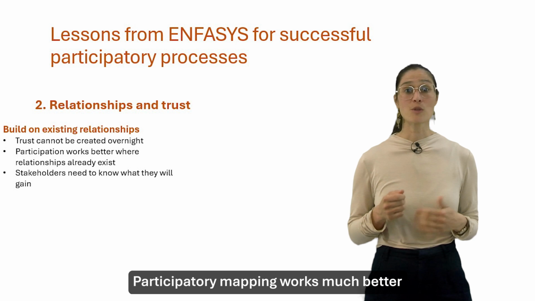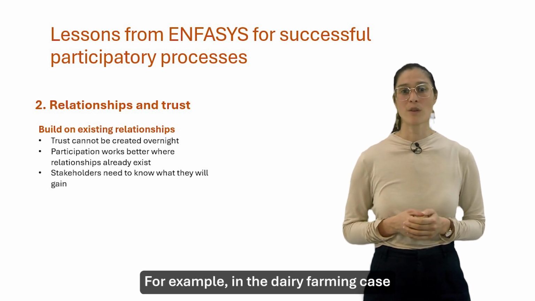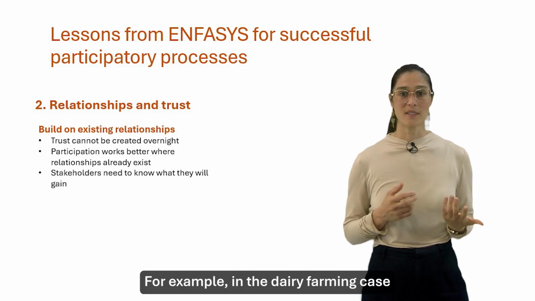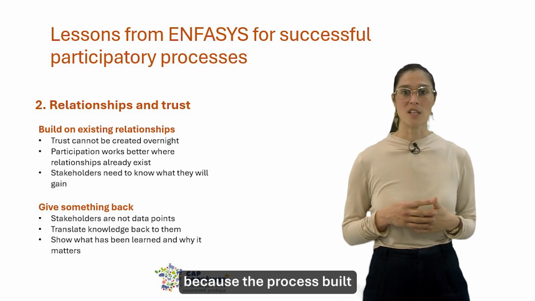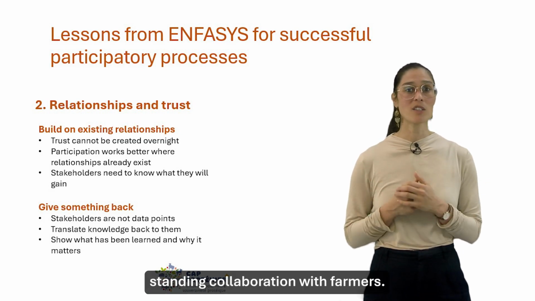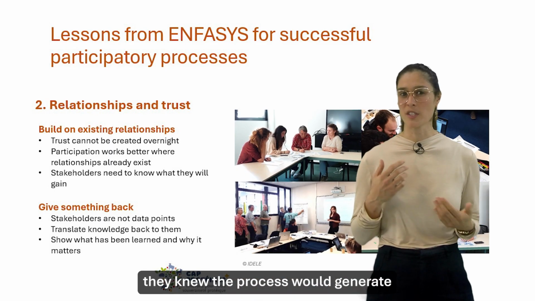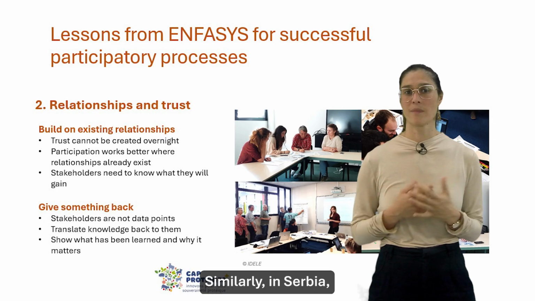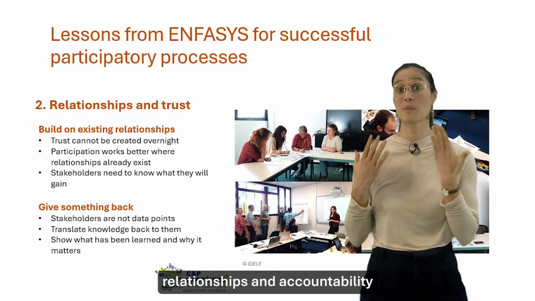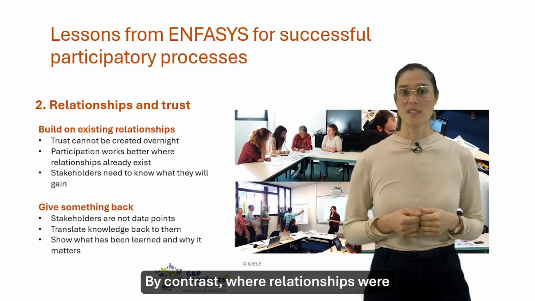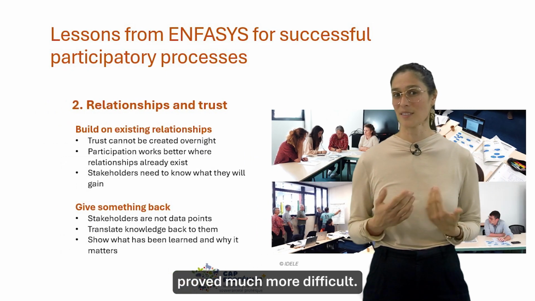Participatory mapping works much better when facilitators already have a strong relationship with stakeholders. For example, in the dairy farming case, coordinated by IDEL in northern France, participation was strong because the process built on an existing project and long-standing collaboration with farmers. Stakeholders joined because they knew the process would generate useful insights for them. Similarly, in Serbia, participation benefited from prior relationships and accountability towards local actors. By contrast, where relationships were new or weak, sustaining participation proved much more difficult.